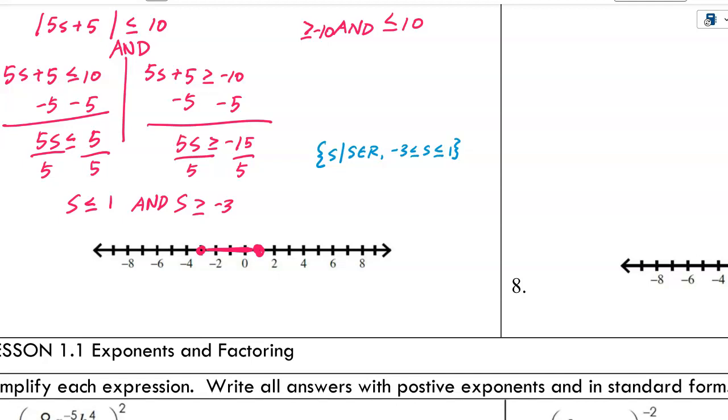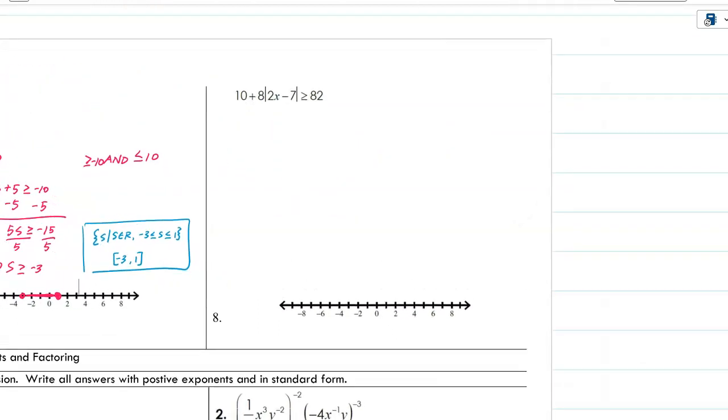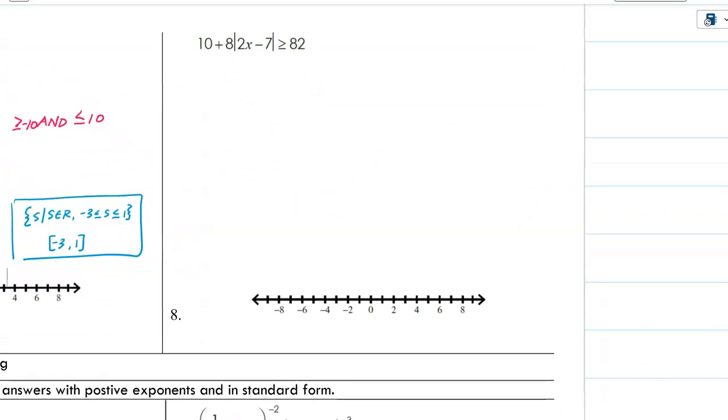And then on the left-hand side, we have a -3, includes -3. And on the right-hand side, we have a 1, includes 1. Good job. We have one more here.